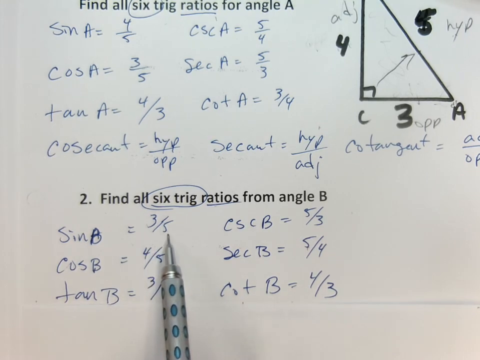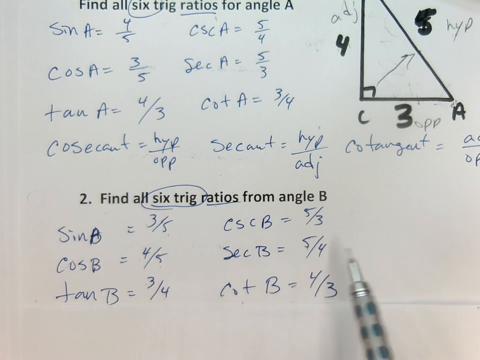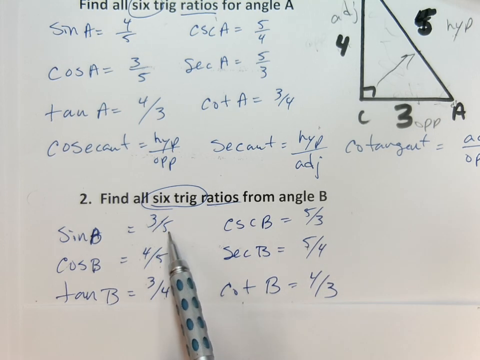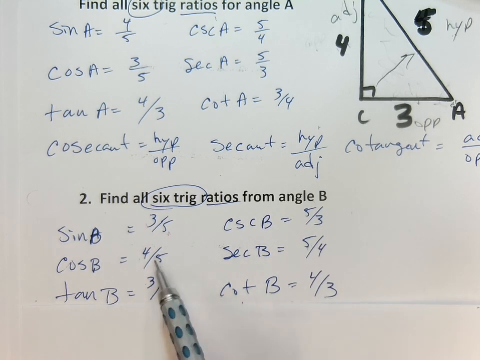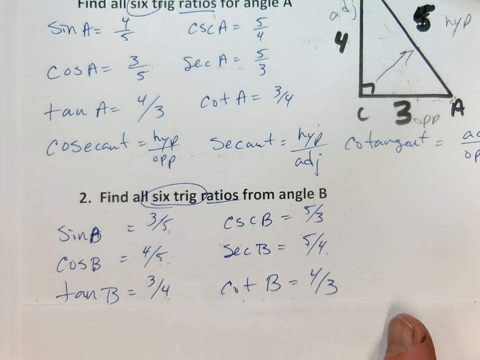Sine of B is 3/5, opposite over hypotenuse. Cosine of B, adjacent over hypotenuse. Tangent of B is opposite over adjacent. Cosecant is just the flip. So 3/5 is 5/3. Secant is just the flip. So 4/5 is 5/4. And cotangent is just the flip. So 3/4 is 4/3. Okay, then after the warm-up, we went into how do you use right triangle trig.